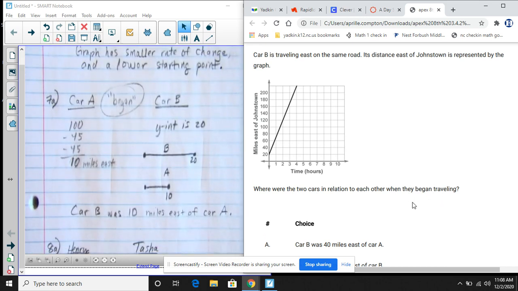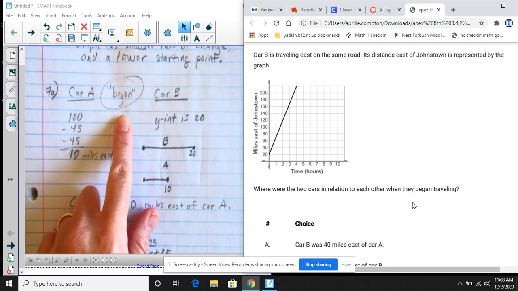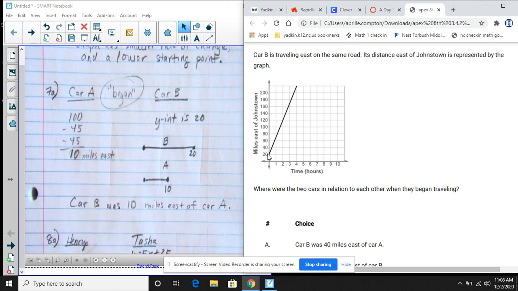Remember, they're only asking us here to find the y-intercept. They're talking about where the two cars began. We can look at the graph to find out this easily about car B. The y-intercept is 20, so it was 20 miles out. There's a little line representing car B.